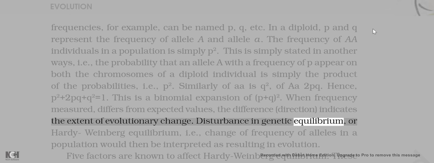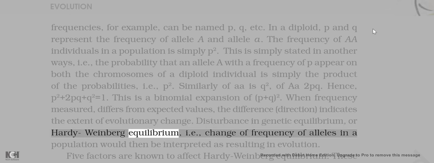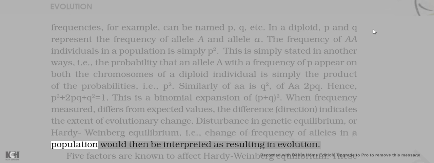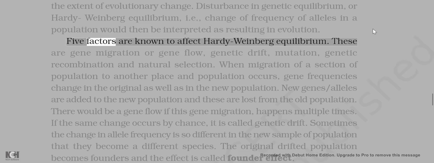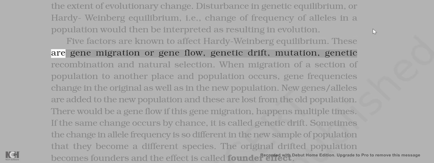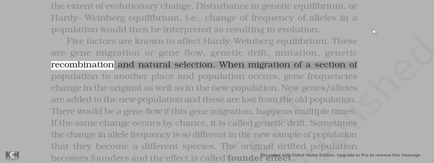Disturbance in genetic equilibrium, or Hardy-Weinberg equilibrium, i.e., change of frequency of alleles in a population, would then be interpreted as resulting in evolution. Five factors are known to affect Hardy-Weinberg equilibrium. These are gene migration or gene flow, genetic drift, mutation, genetic recombination, and natural selection.